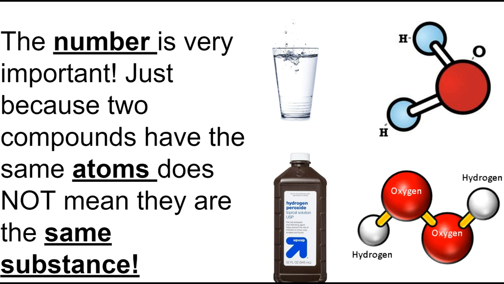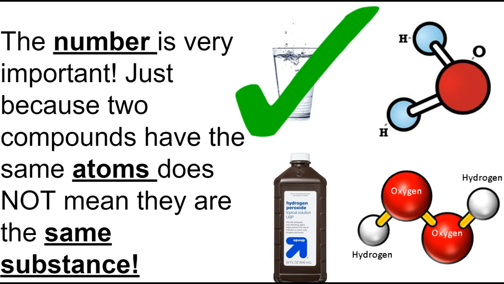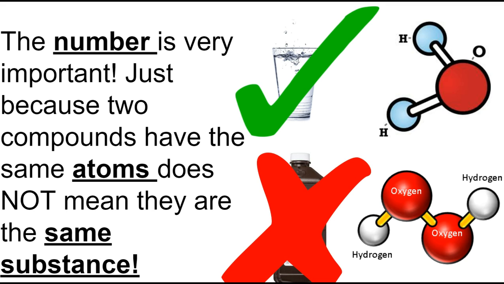If we were to drink water, we would be just fine. But if you were to drink hydrogen peroxide, it would make you so sick. Just because a compound has the same kinds of atoms, because there's a different amount of atoms, they're different substances. That is so important to remember. Make sure you draw these models on your paper right now, and pause the video if you need a minute to do so.